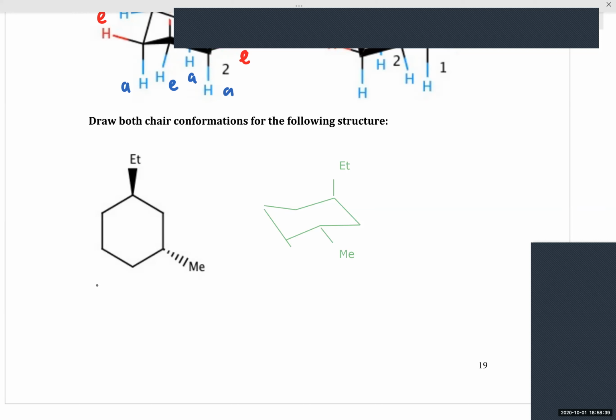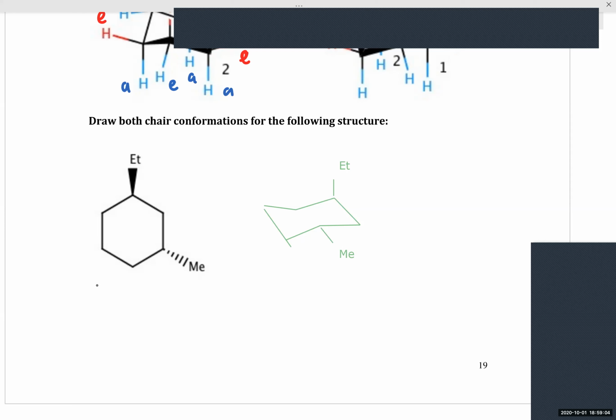Yeah, that would work. That's another way of drawing this chair conformation. But yes, that chair conformation as drawn would work perfectly fine. The ethyl group is pointing up. The methyl group is pointing down. Yep. Would someone like to draw another chair conformation for this molecule?